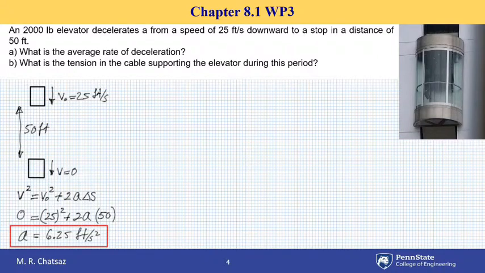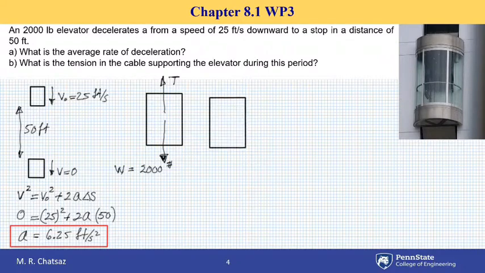As far as part B of the problem goes, what I want to do is, like always, draw a free body diagram to identify the forces, then apply the equation of motion in the y direction. So let this be the elevator, then I show the weight, 2,000 pounds. There's a tension pulling up, let's call that T. So this shows the free body diagram of the elevator, and this equals mass times acceleration.